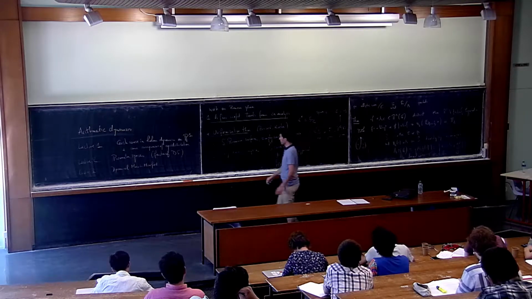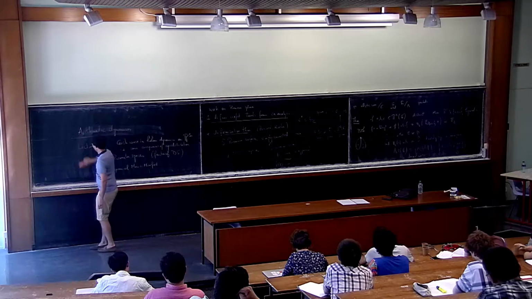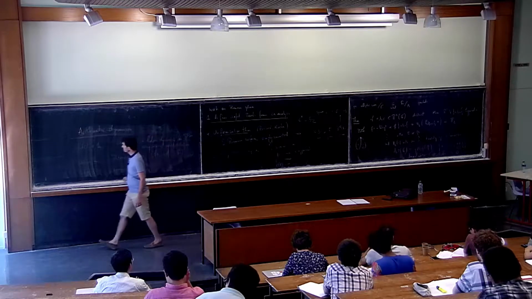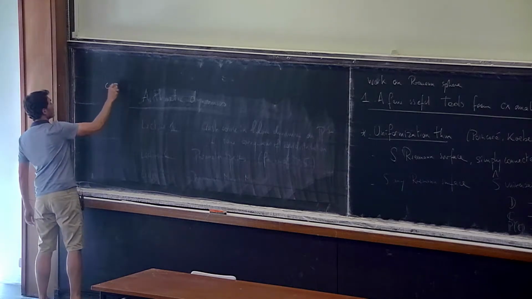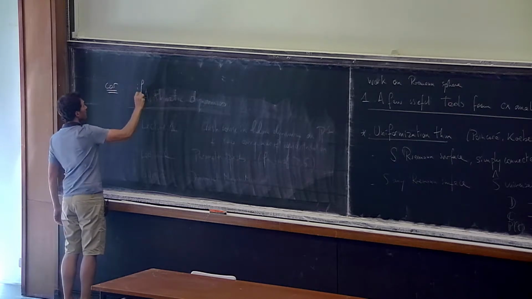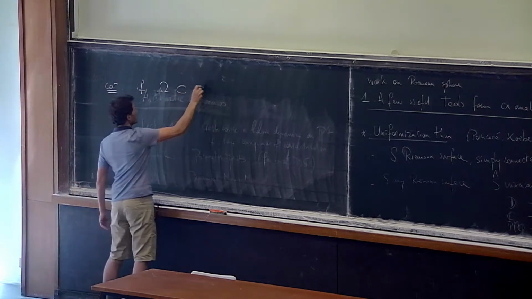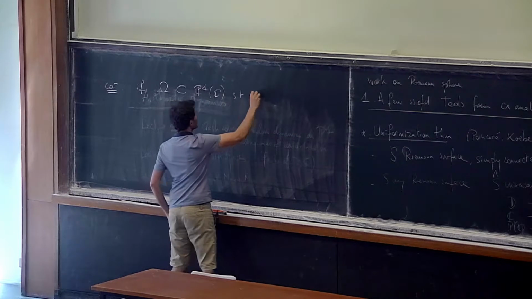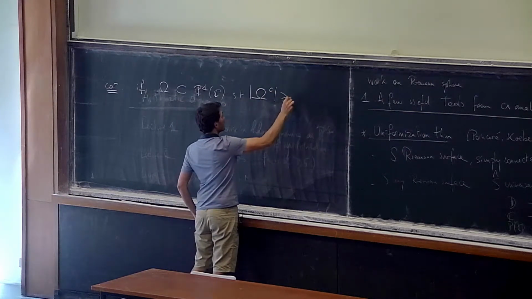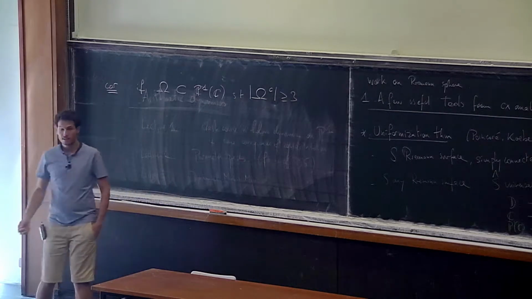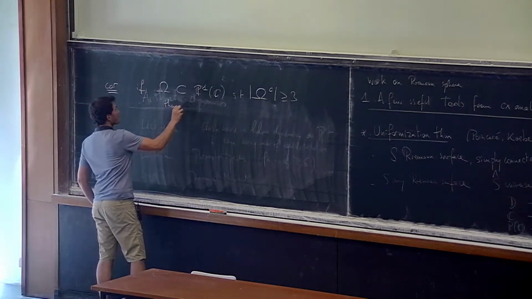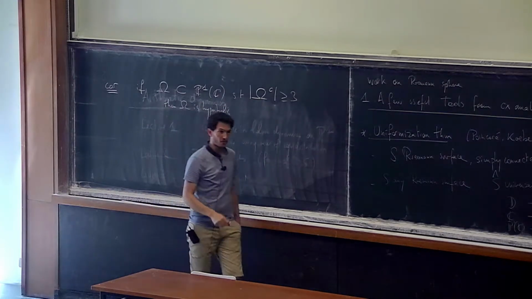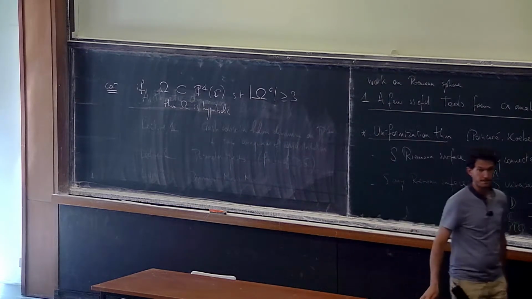Okay, so an important consequence of this, a corollary, let me restate it: if omega is a domain in the sphere such that the complement of omega has at least 3 points, then it is hyperbolic. It's a trivial consequence of the result here.